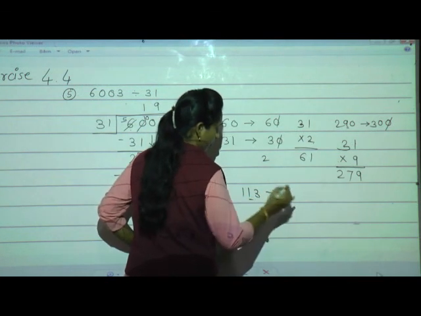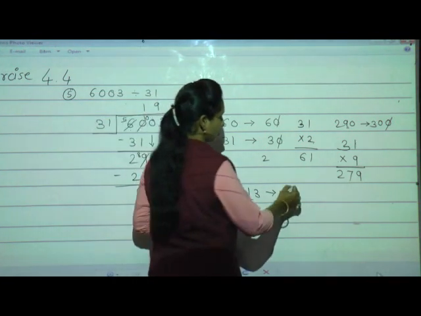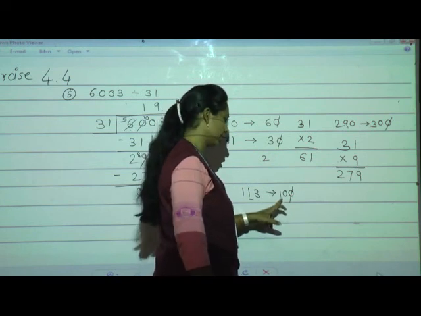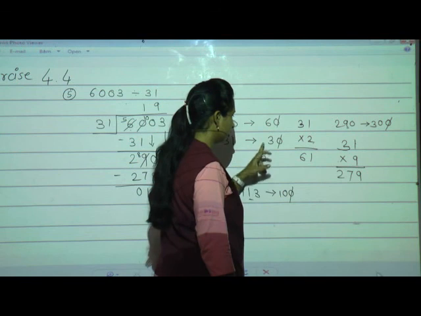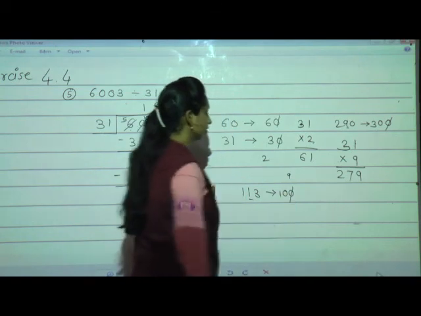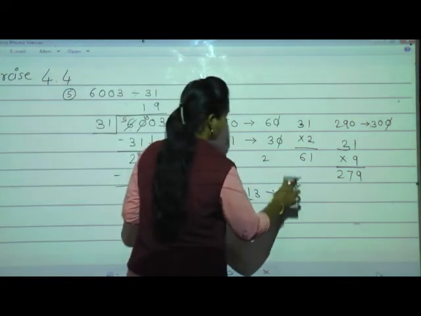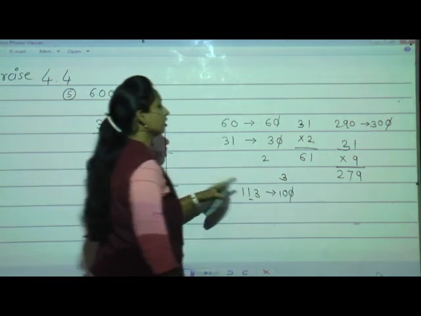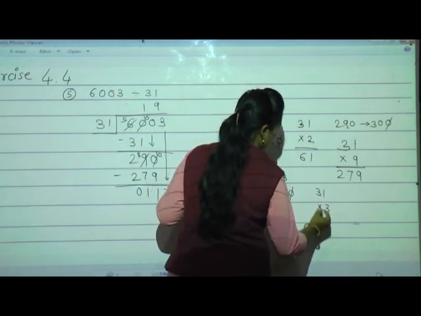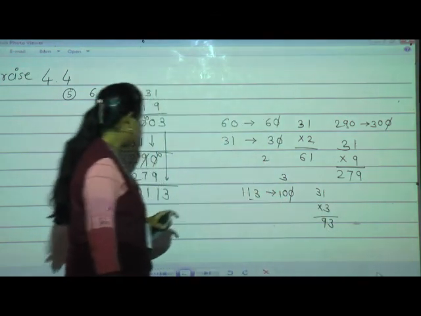1 is there, so 100. Now 30 and 100, cross 110. How many times 3 means 10? 3 times 3, 3 threes are 9. I am writing 9. 3 is the estimated quotient. Now we will try with the actual number. 31 times 3: 3 ones are 3, 3 threes are 9, so 93.